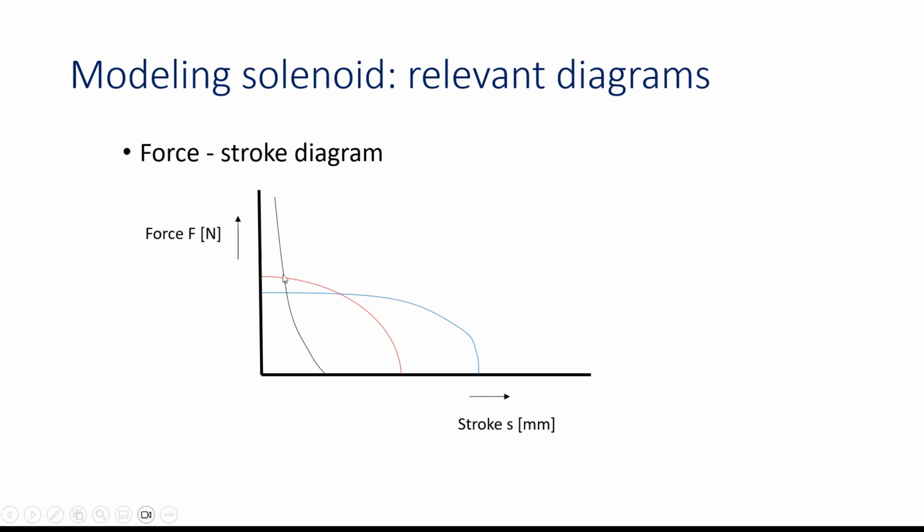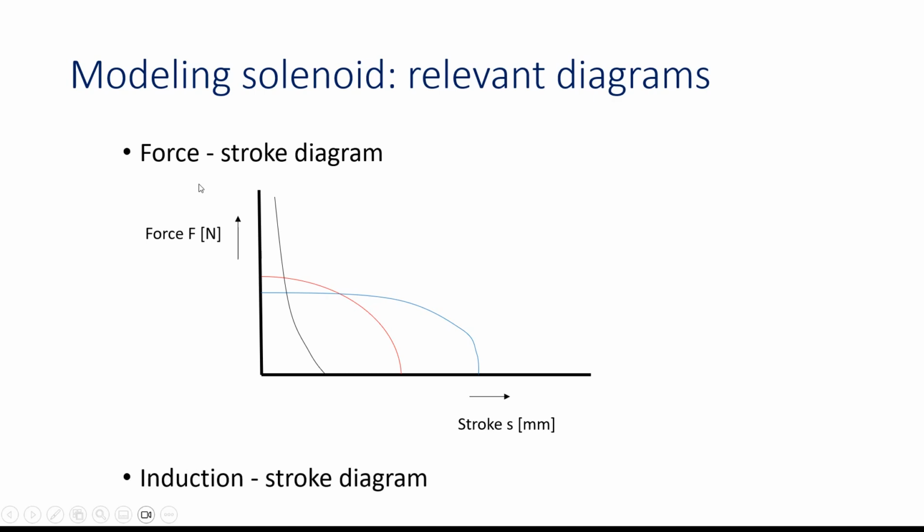Keep in mind that when you increase the current through the solenoid, also the force increases. So in that way that curve increases, not to an infinite value, because when saturation takes place, then there is no more force coming out of that solenoid when you increase the current. So that is an important diagram, the force stroke diagram.